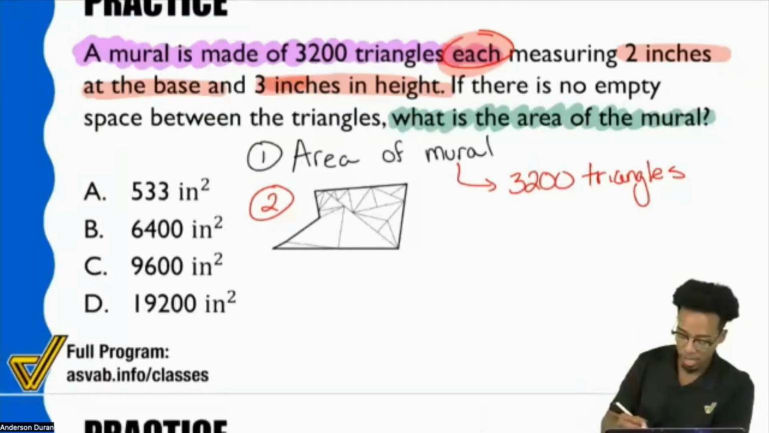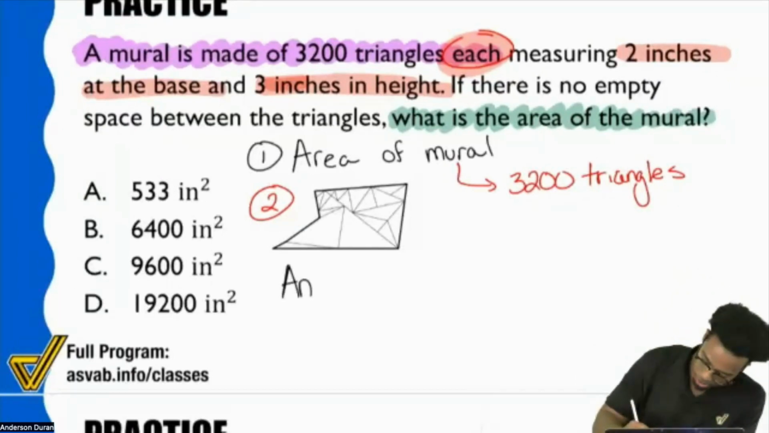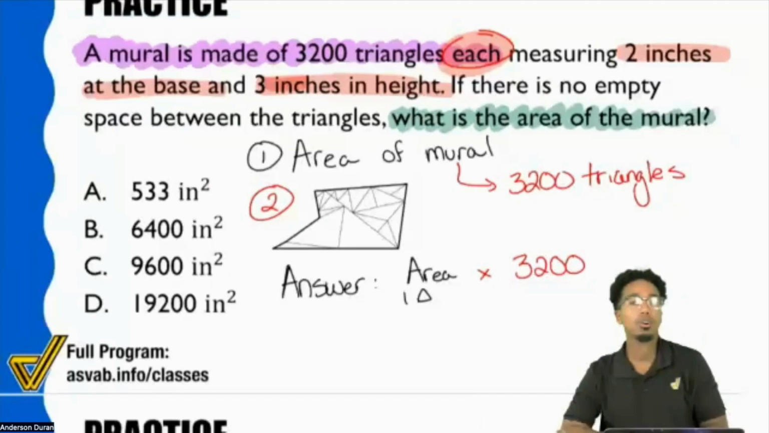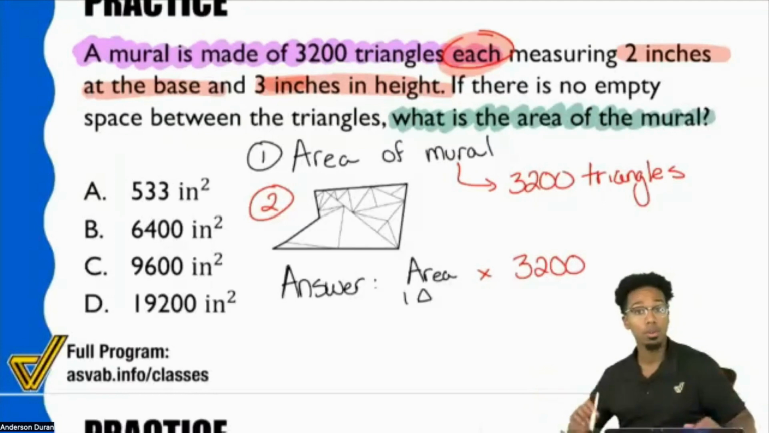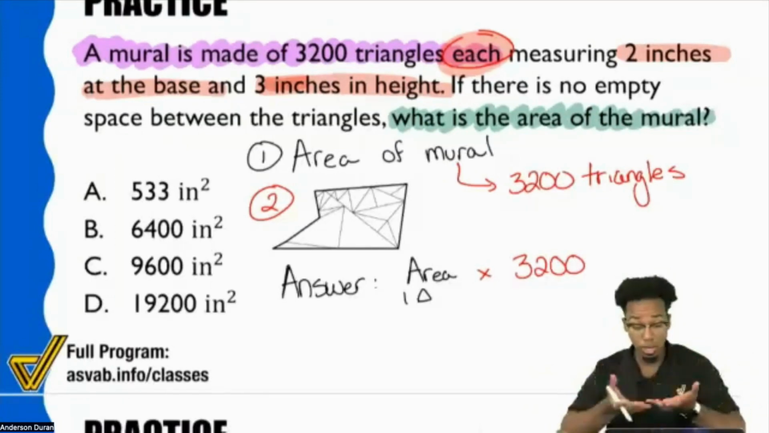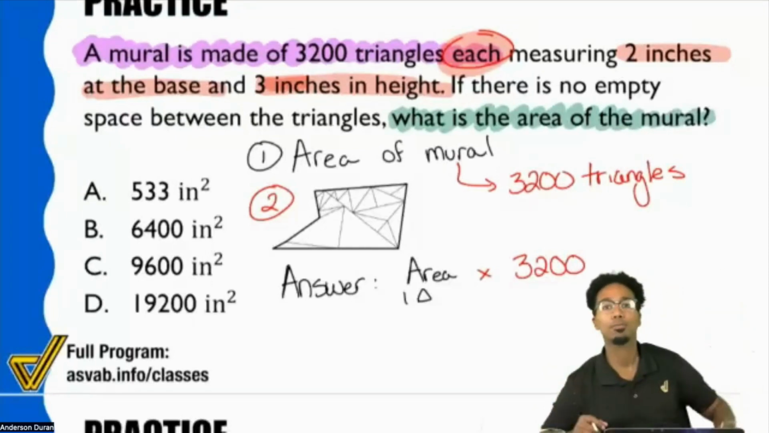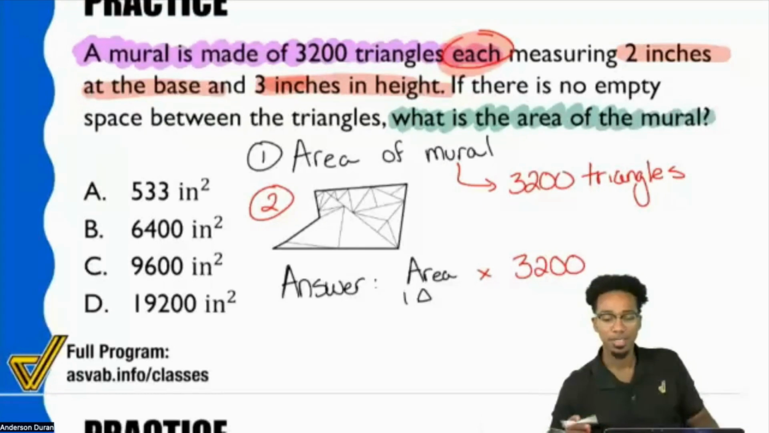The mural is 3,200 identical triangles. So is it fair to say that to get our answer is going to be the area of one triangle multiplied by 3,200 to get 3,200 of them? Is that fair to say? Since we want the area of the mural, and we know that the mural is literally 3,200 triangles, find the area of one of those triangles and blow it up, multiply by 3,200, and we're good. Does that make sense? Richard Carter, I'm glad. Sebastian, I'm glad. All right.